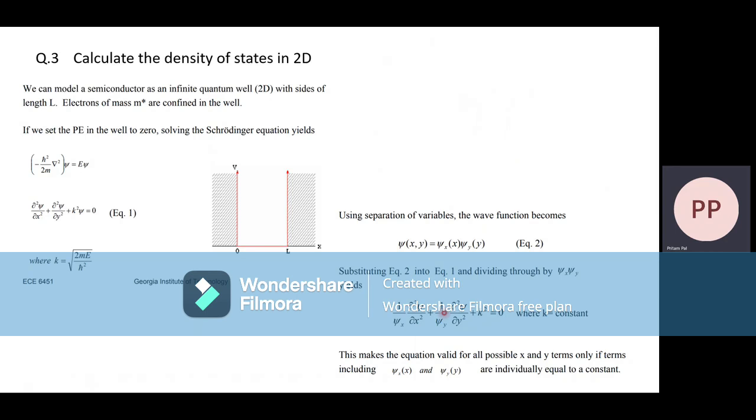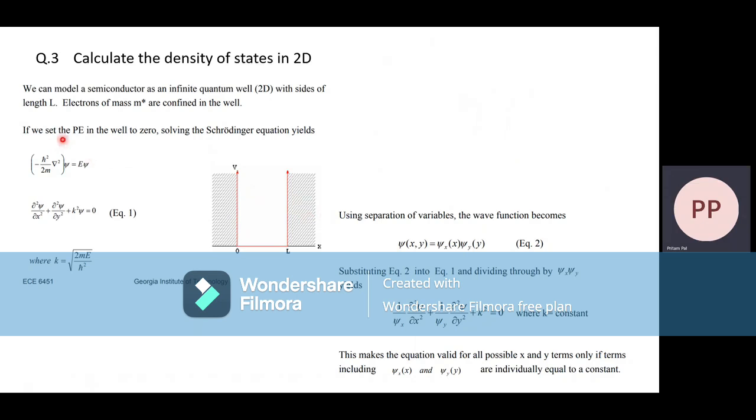Let's say we have a model. A semiconductor as an infinite quantum well, two-dimensional, with sides of length L. Inside this well the potential is zero, and outside the well the potential is infinite. That's why it's an infinite square well, right? You cannot penetrate into the outside region, so your wave function will be zero outside this well, and within the well it has to be finite.